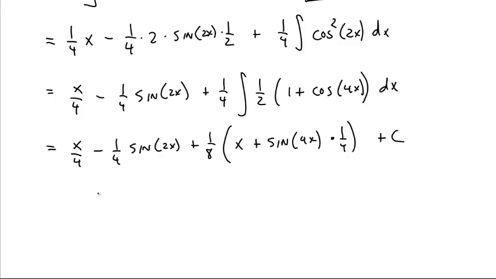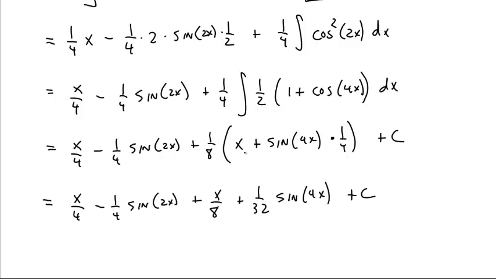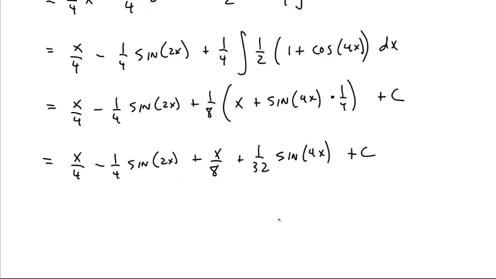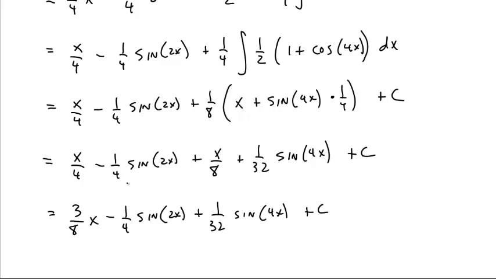We can clean this up a little bit. 1/8 of x is x over 8. And then the 1/4 and the 1/8 becomes 1/32. The only other thing you can do is combine 1/4 x, which is 2x over 8, plus 1x over 8, which is 3/8 of an x. You've got the 1/4 sine of 2x, and you've got the 1/32 of sine of 4x plus c. Whew! This is why I said it was a tedious problem.